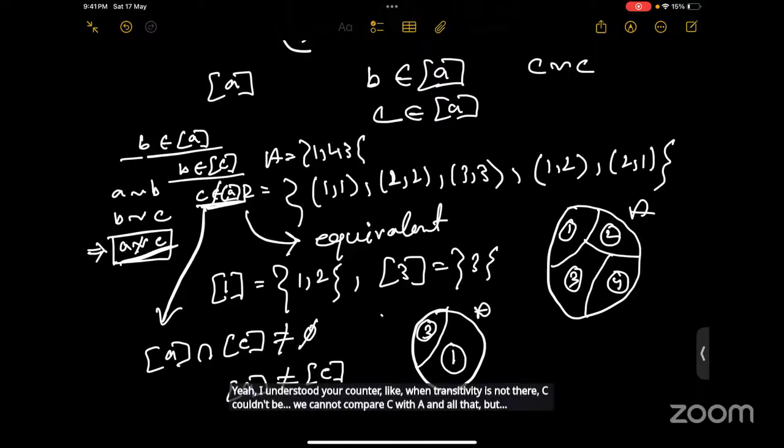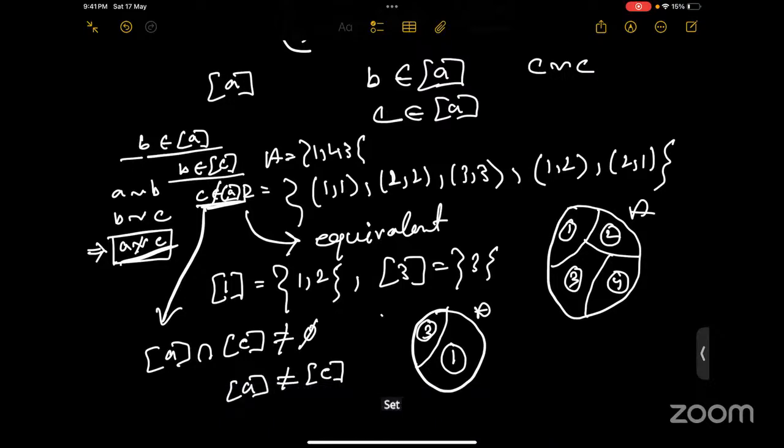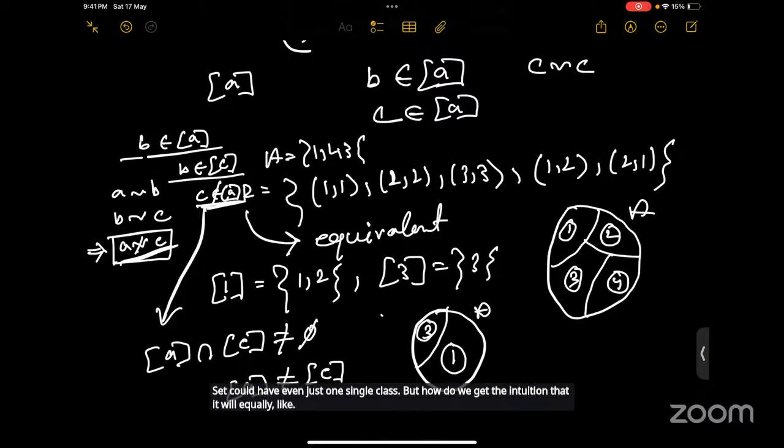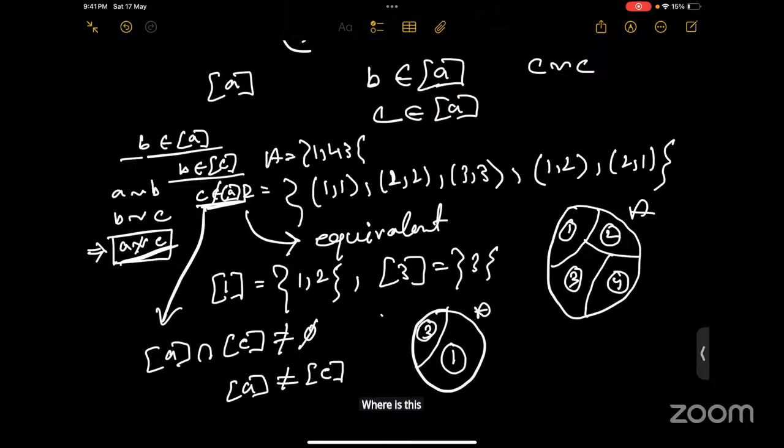But my question is, we have some elements and we apply symmetry, transitivity and reflexivity, and even then the entire set could be just one single class of elements. Yes. But how do we get the intuition of where this partition is coming into the picture? That intuition I'm not able to get. That's why I'm asking you.